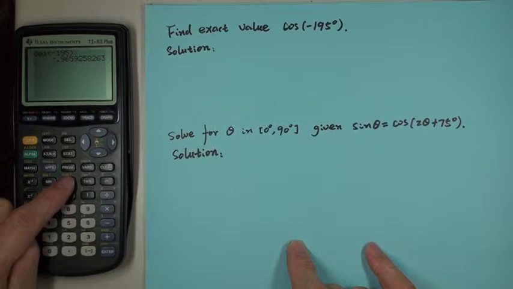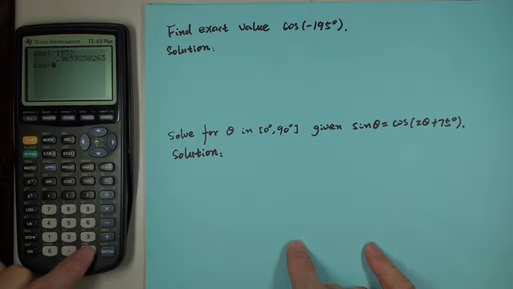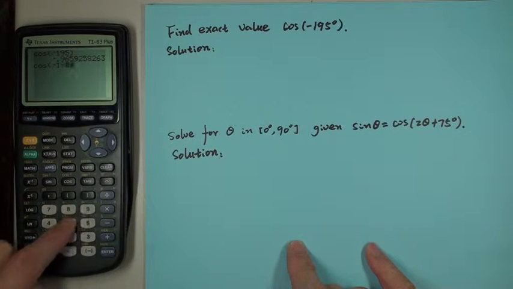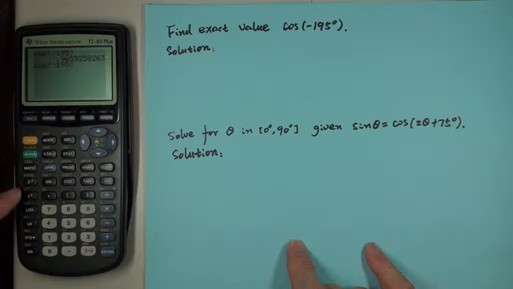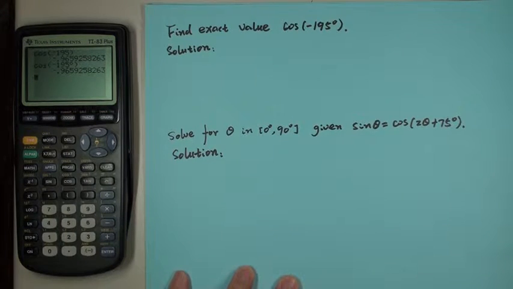So you see, if you put negative 195 and then the degree symbol, from the angle menu, number one is degree, parenthesis, you hit enter, you get the same answer. In those two cases, you'll get an approximate value, but that's not going to be accepted. So you want the exact value.